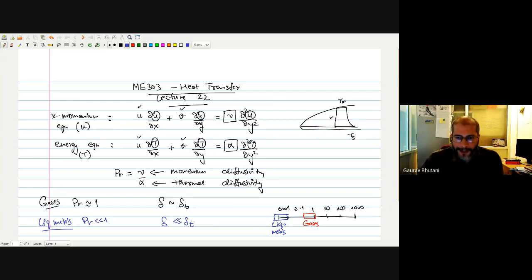Okay, so the thermal effects penetrate much deeper because my alpha value, which is the thermal diffusivity for these liquid metals, is much larger than the momentum diffusivity.